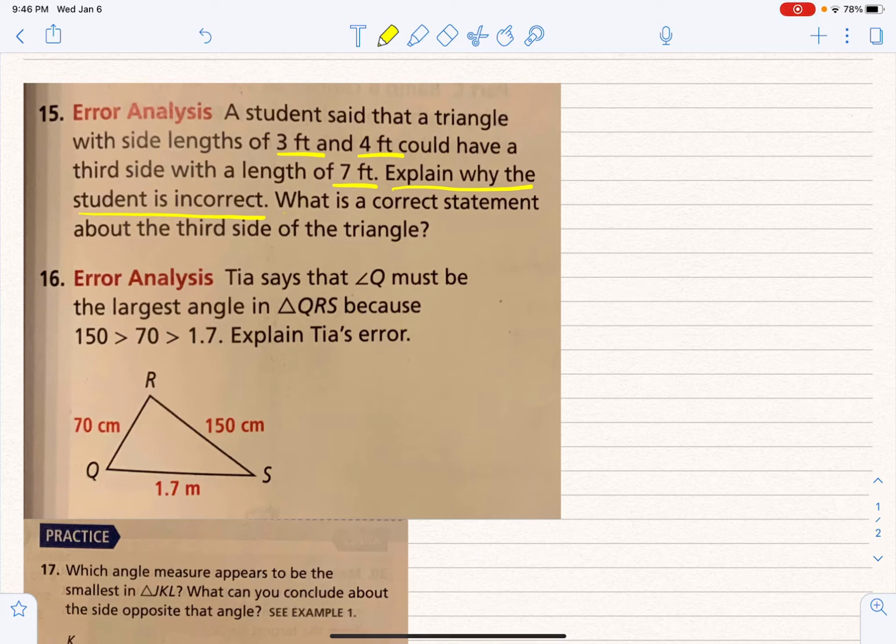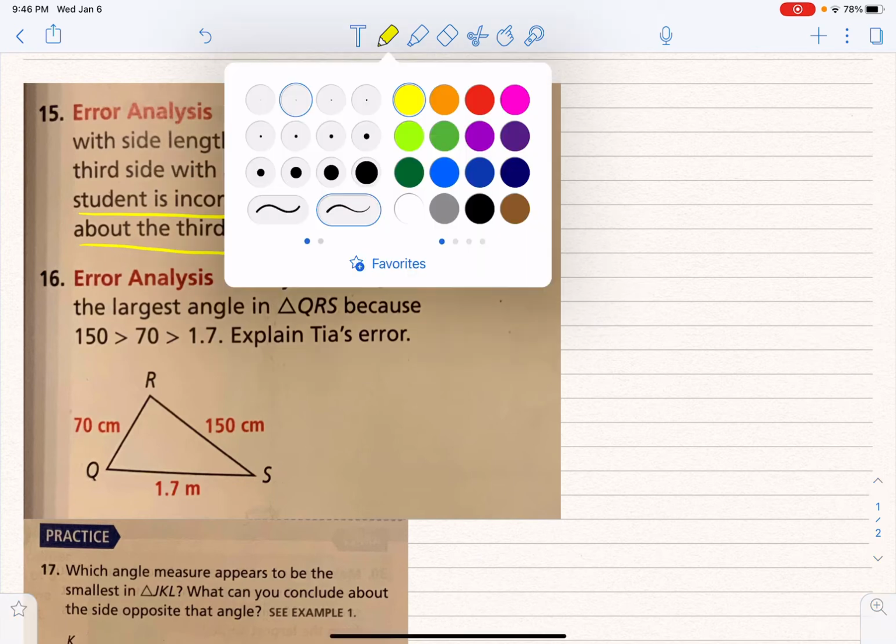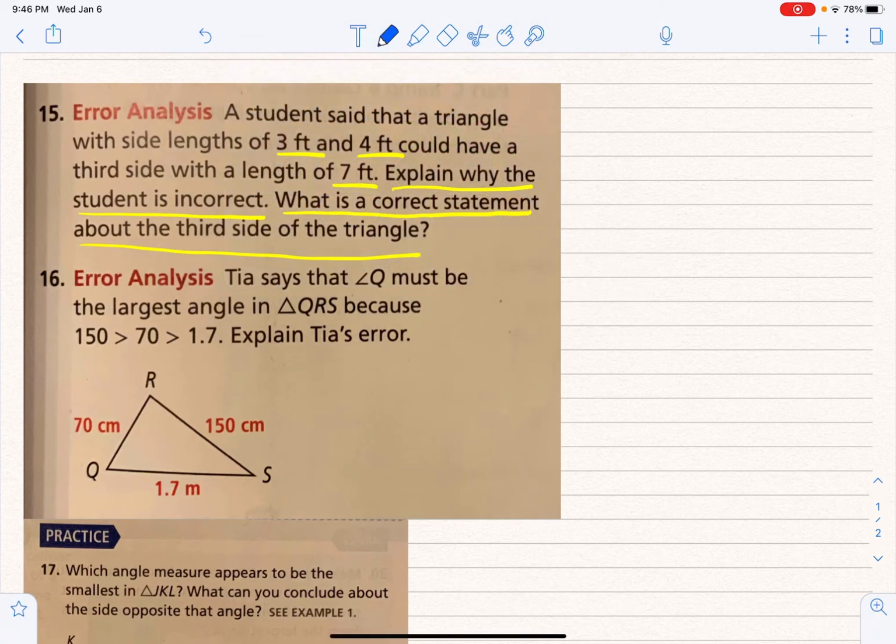The second part says, what is a correct statement about the third side of the triangle? Well, the third side of the triangle would have to be less than 7 feet, and it has to be greater than 1 foot. If we talk about that third side being x, we know that on one side you can subtract the other two, and 4 minus 3 is 1. And so the third side has to be bigger than 1 foot, but at the same time, it's got to be smaller than 7 feet.